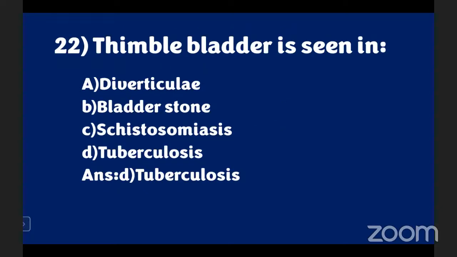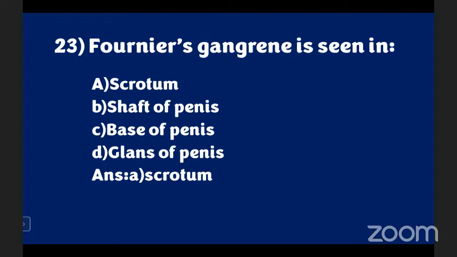Next one is thimble bladder is seen in option A, diverticulum. Option B, bladder stone. Option C, schistosomiasis. Option D, tuberculosis. Answer is option D, tuberculosis, in which the thimble bladder is seen.